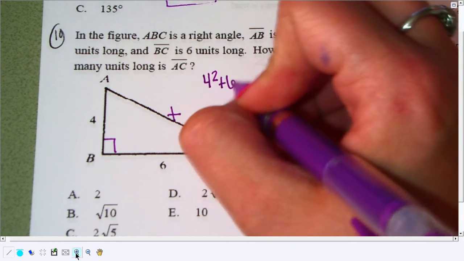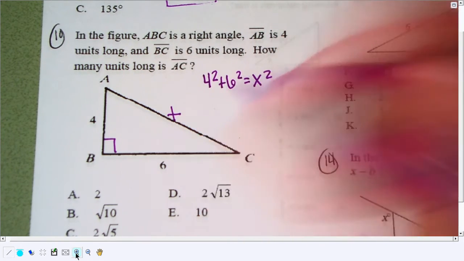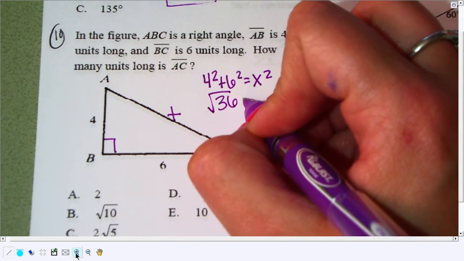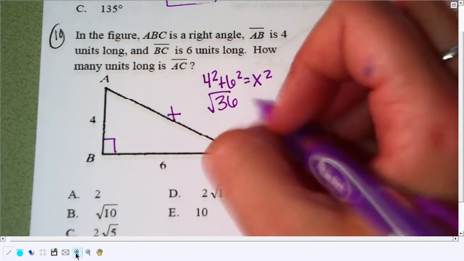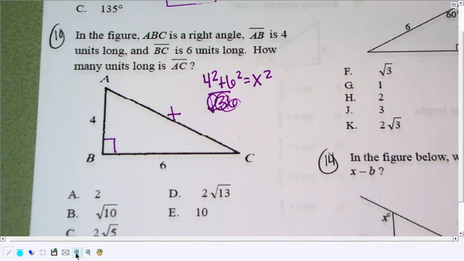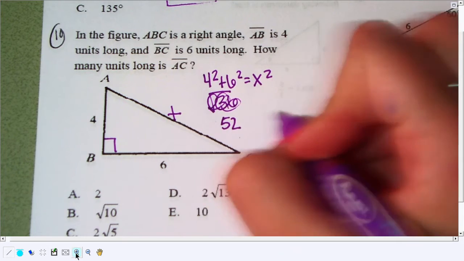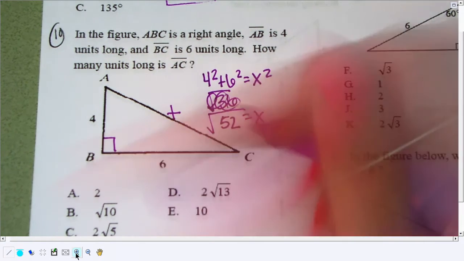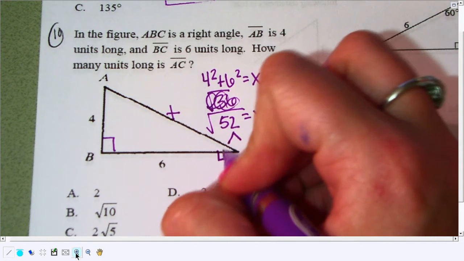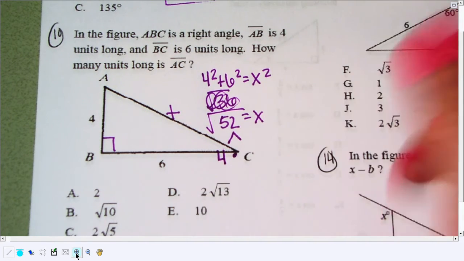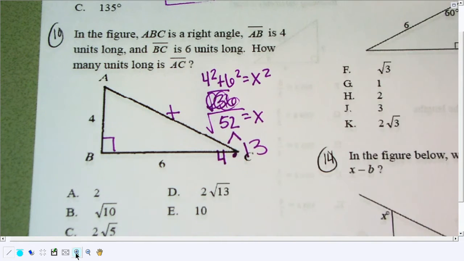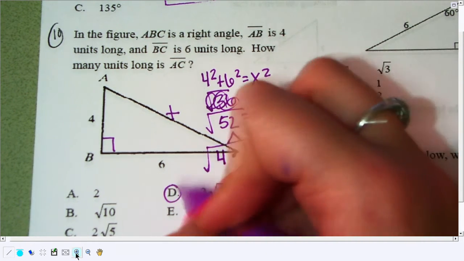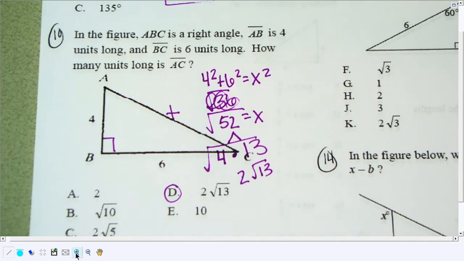So 4 squared plus 6 squared equals x squared. 4 squared plus 6 squared is 52. Then I square root, and I get the square root of 52. Factoring, I would get 4 times 13. Well, the square root of 4 is 2, and the square root of 13 cannot be simplified. So it's D. I would just recommend Pythagorean theorem on number 10.